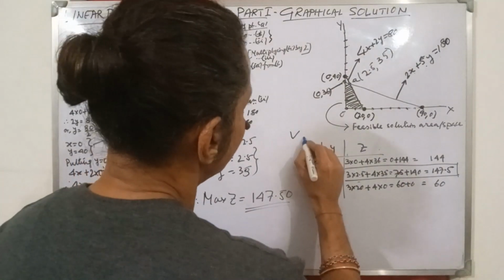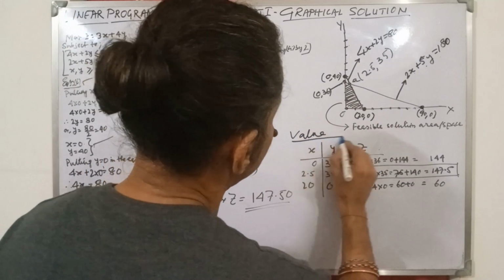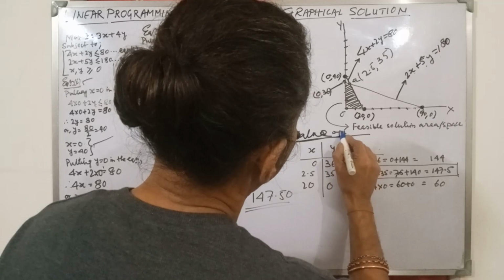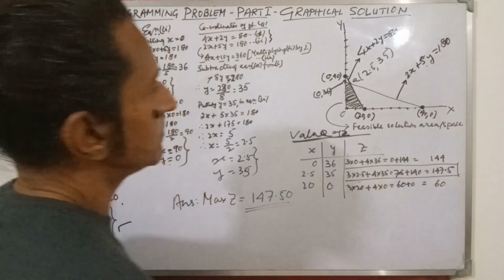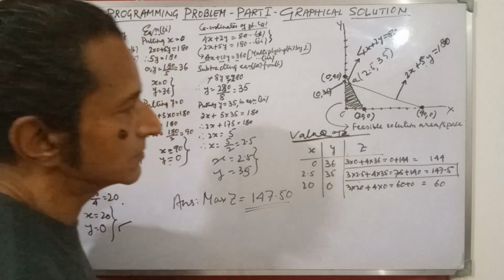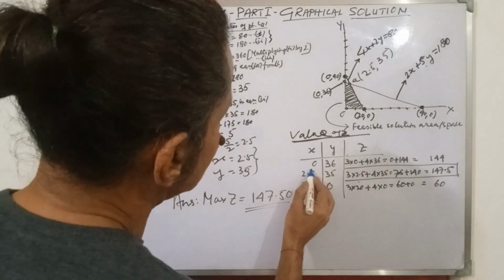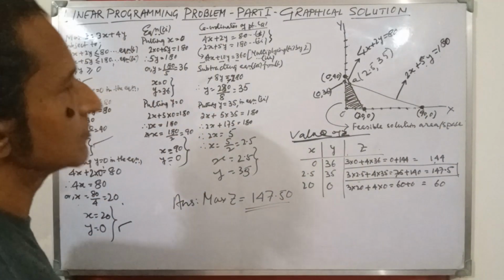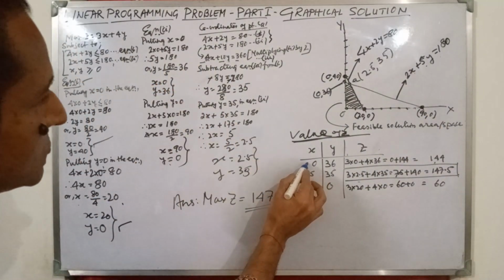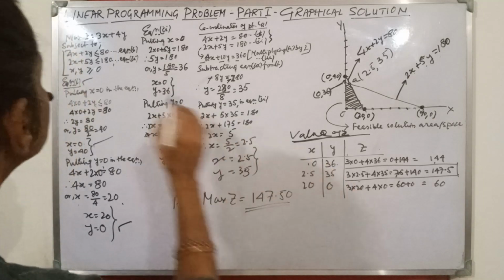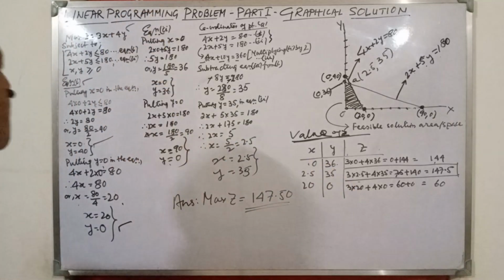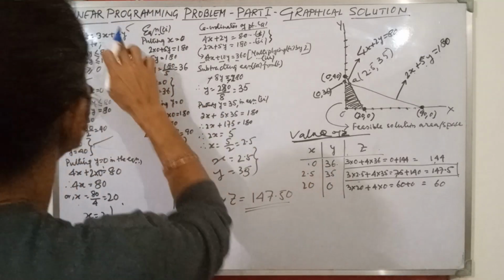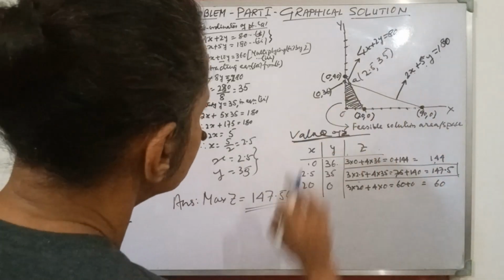Then we have constructed a table consisting of 3 columns to find the different values of z by putting these values. First we put x as 0 and y as 36. So we get z equals 144. Putting x equals 0 and y equals 36 in this objective function, max z is 3x plus 4y. So 3 into 0 plus 4 into 36 equals 144.